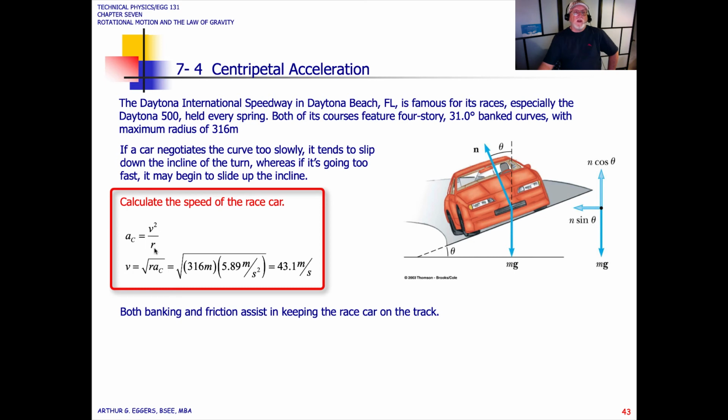So when we move the radius to the other side, we have radius times the acceleration centripetal is equal to v squared. We take the square root of both sides. We end up with the square root of r times a centripetal. That gives us 316 meters times 5.89 meters per second squared. That's the value we solved for in the last part. We get a speed of 43.1 meters per second. So both banking and friction assist in keeping the car on the track.